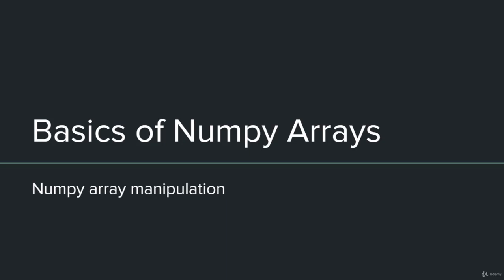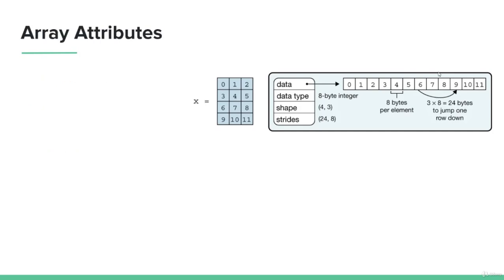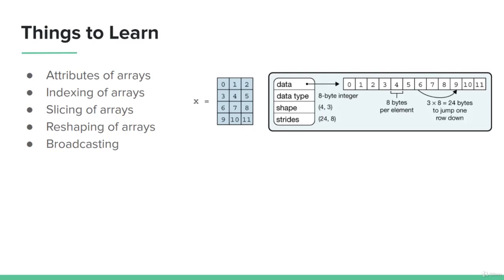We're going to see the basics of NumPy arrays and NumPy array manipulation. The things we're going to learn in this particular section are the attributes of arrays, the indexing of arrays, and the slicing of arrays. I hope you are familiar with the concepts of indexing and slicing from the Python section when we were talking about strings and lists. It's the same concept, and we're going to apply it to arrays. And lastly, we have the reshaping of arrays and broadcasting as well.